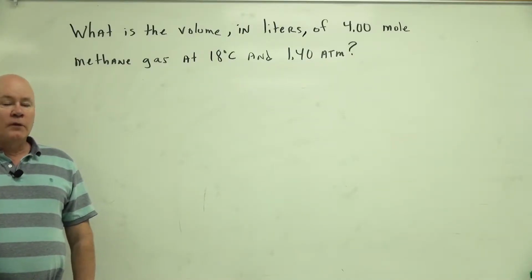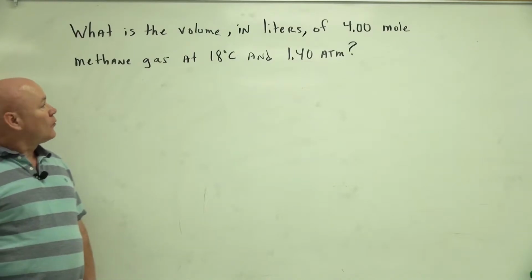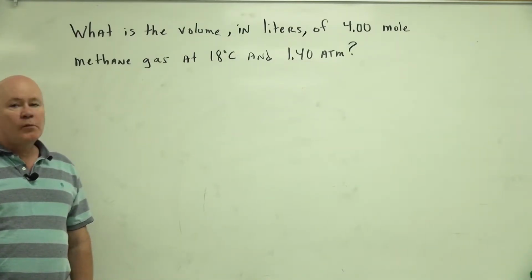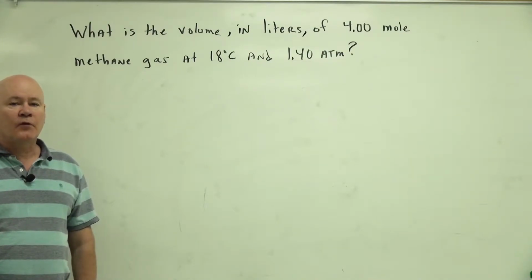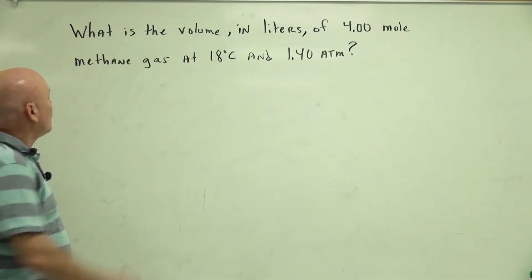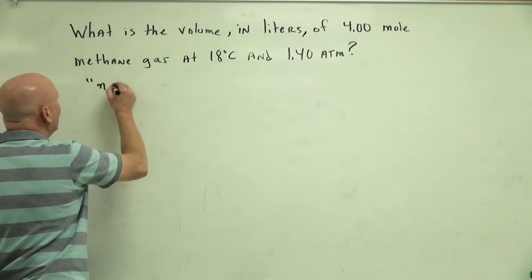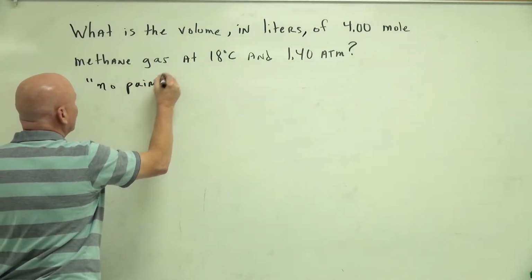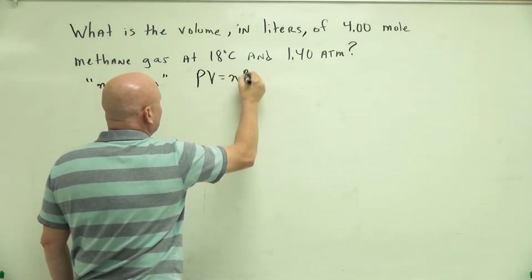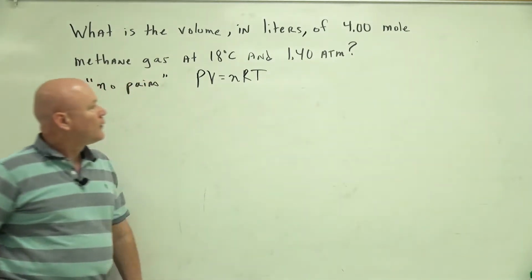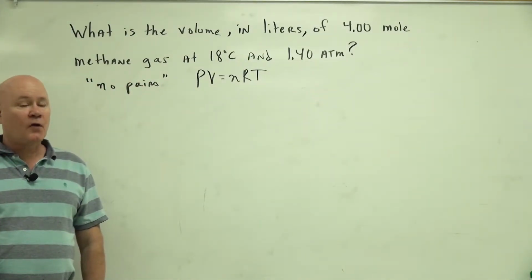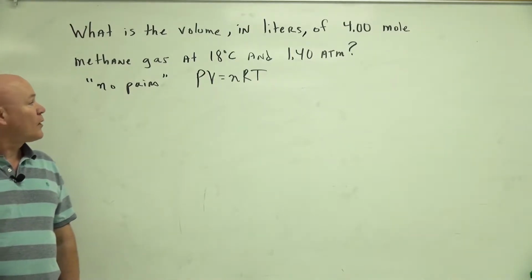What is the volume in liters of 4.00 mole methane gas at 18 degrees Celsius and 1.40 atmospheres? Now, the first thing I notice about this problem is that there are no pairs up here. No pairs. Which means that we're going to use the ideal gas law. PV equals nRT. Now, the first thing that I need to do with any gas law calculation is that I need to pick the R, and we pick our R based on the pressure units.